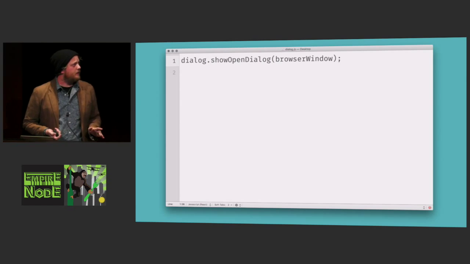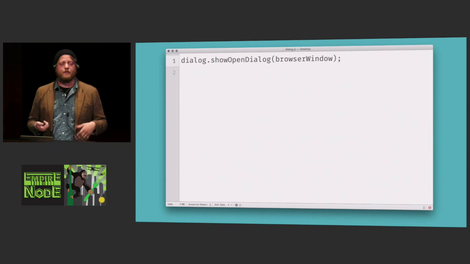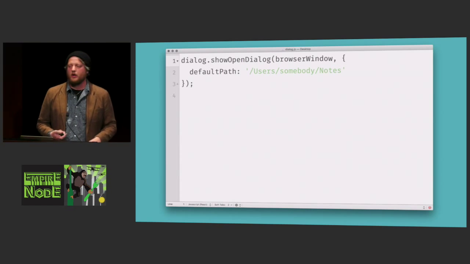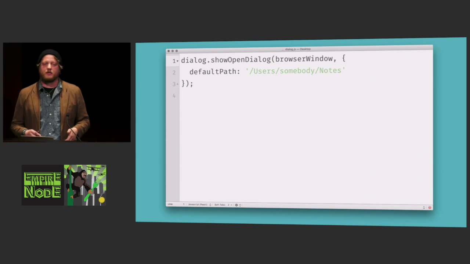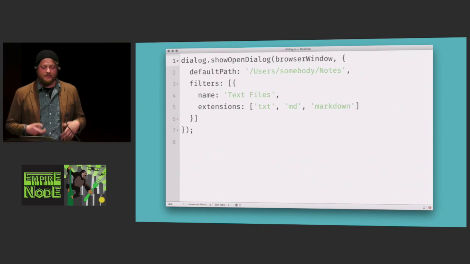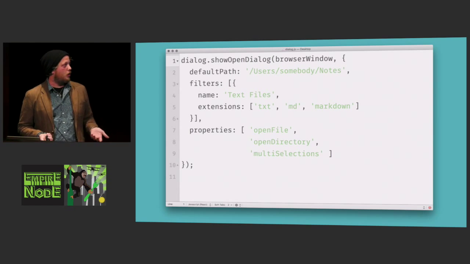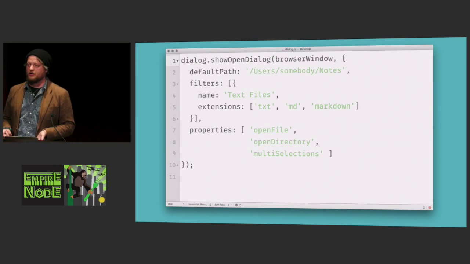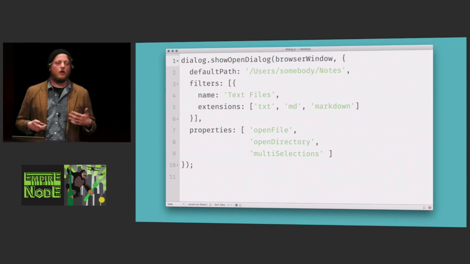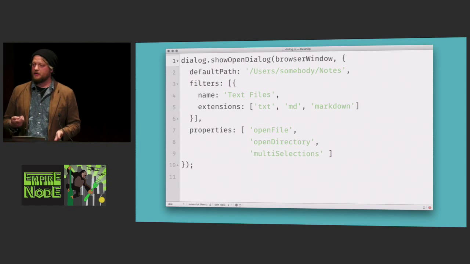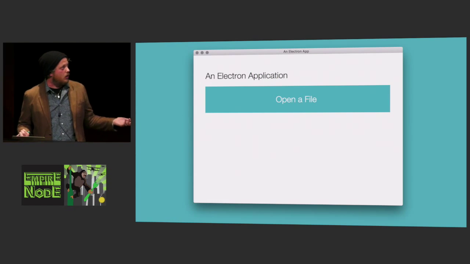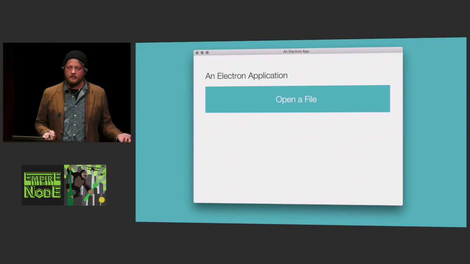We can also do other stuff. We can define a default directory. We can say we only want them to open text files, or we only want them to open image files, or even our own custom file extension that we register with Electron. And we can have different properties, like, this is going to be for opening files, we can actually open an entire directory into our app, or we can say multi-selections, right? They can pick multiple files in this dialog, and we'll do something with that list of files. So then we just put a big, giant open file button in our renderer process, right? No.